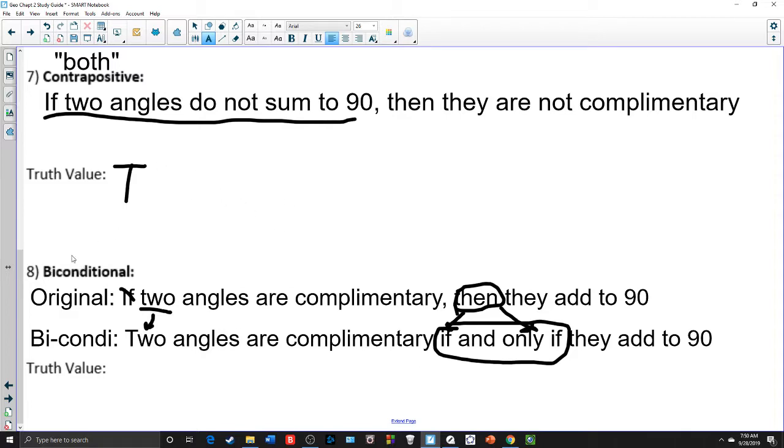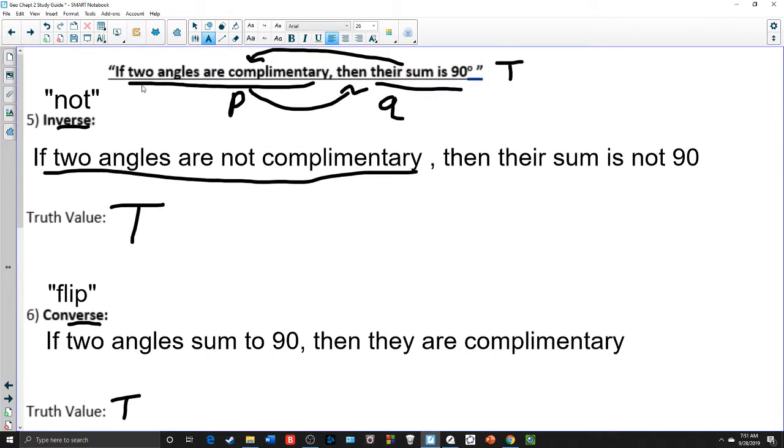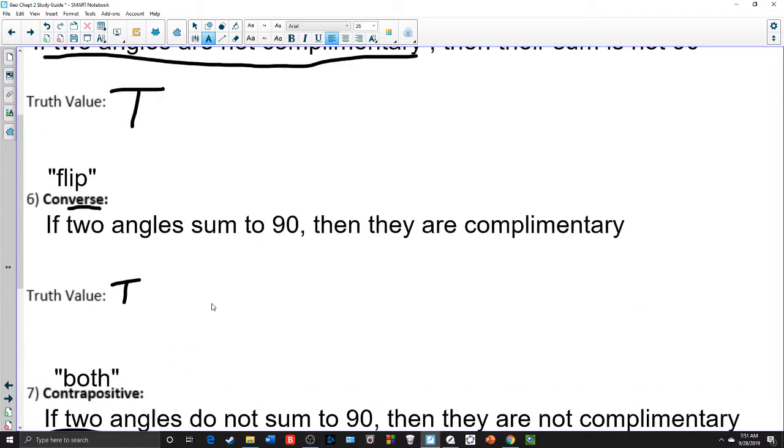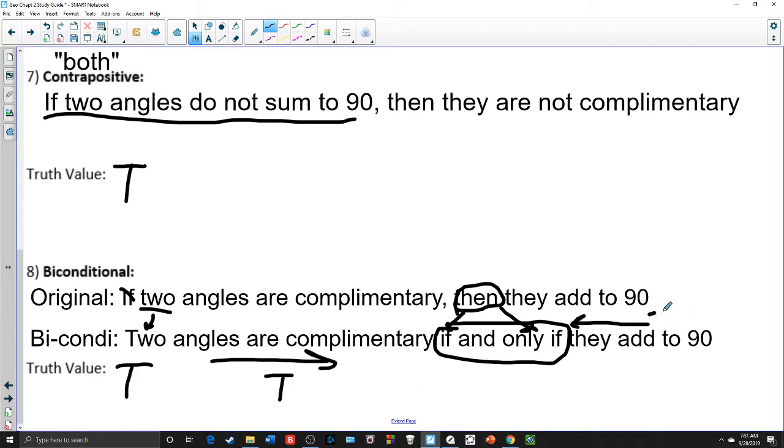So the way you can check a biconditional is that if your original statement and your converse are both true, then your biconditional has to be true, which in this case it is. Because all your biconditional says is that it's true going this way and it's true going this way. If you can read a biconditional both forwards and backwards and have a true statement both times, then the biconditional is considered true. If it's false in just one direction, so if the forward direction is false, or if the backwards direction is false, or if both are false, then the biconditional is false itself.